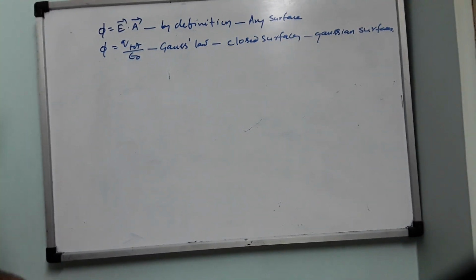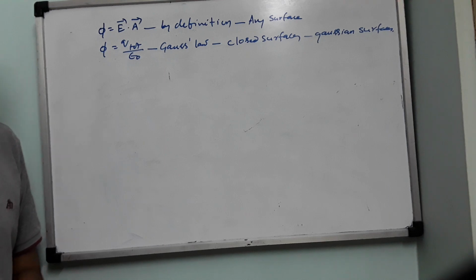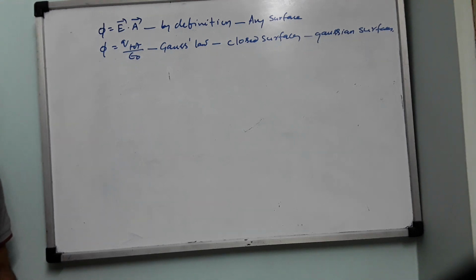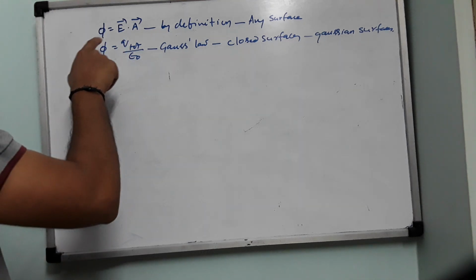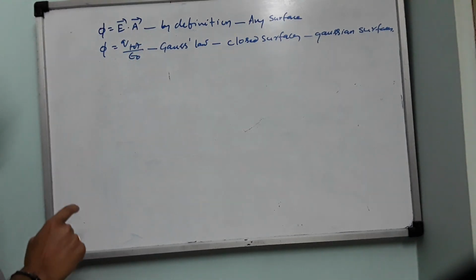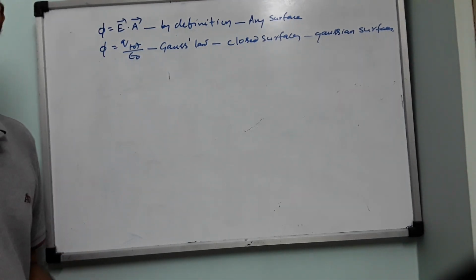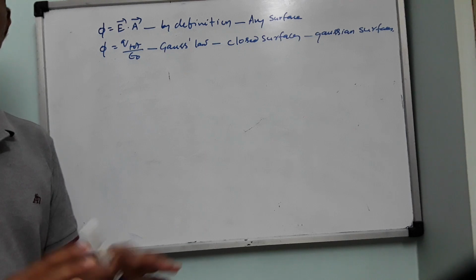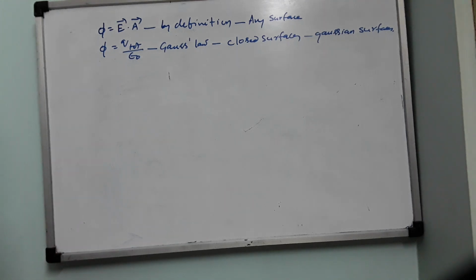Keeping this in view, we are going to use these two equations to derive expressions for the electric field due to a line of charge, a sheet of charge, and also a spherical shell. So remember these two equations: phi equals E dot A, and phi equals Q total divided by epsilon naught, where Q total is the total charge enclosed by the closed surface, which is called a Gaussian surface, which is purely imaginary.